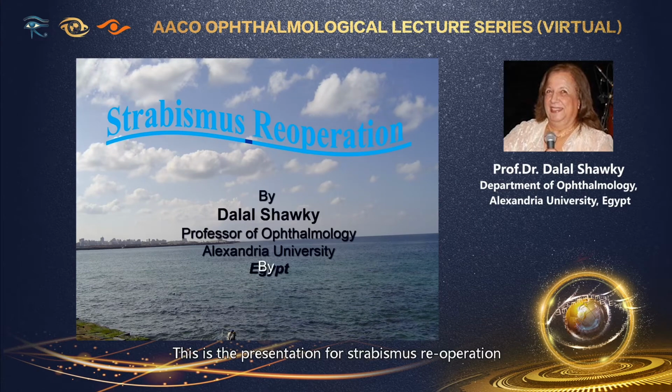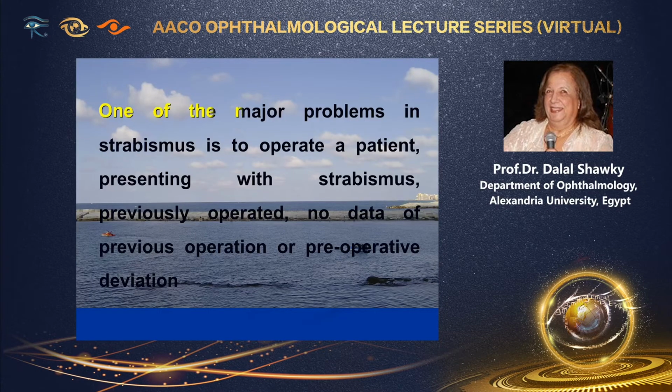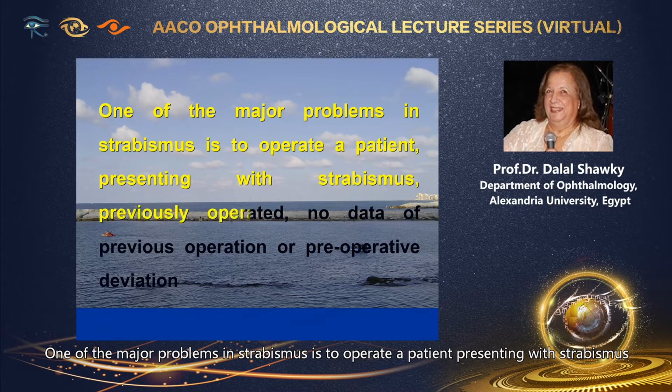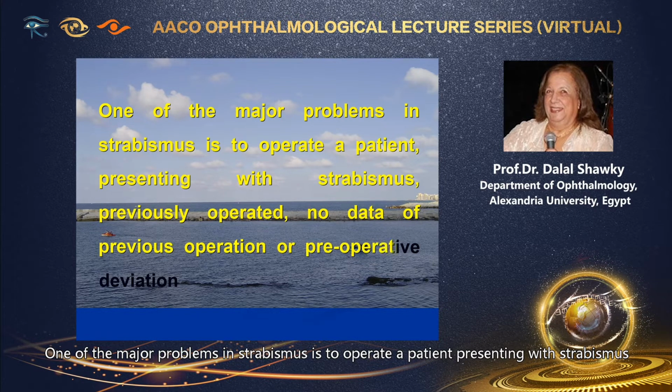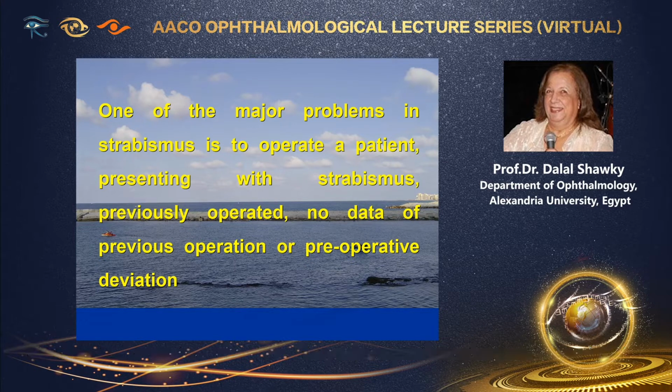This is the presentation for strabismus reoperation with respect to the width of the palpebral fissure. One of the major problems in strabismus is to operate on a patient presenting with strabismus who was previously operated on, with no data of the previous operation or the preoperative deviation.